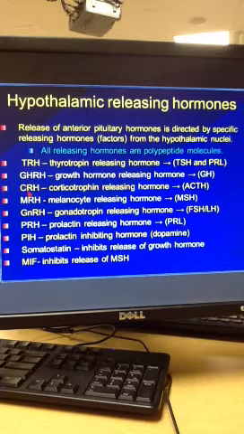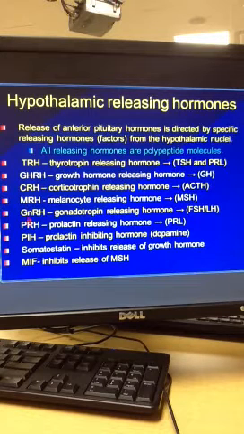CRH is corticotropin releasing hormone. MRH is melanocyte releasing hormone. GnRH is gonadotropin releasing hormone because these two hormones, FSH and LH, act on the gonads. PRH is prolactin releasing hormone. PIH is prolactin inhibitory hormone.